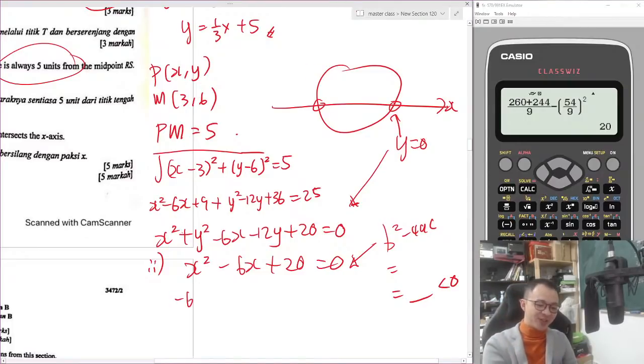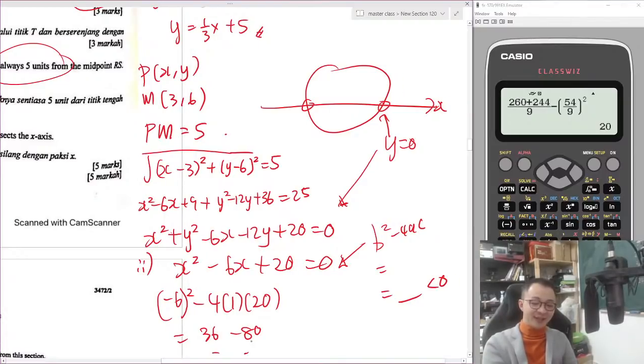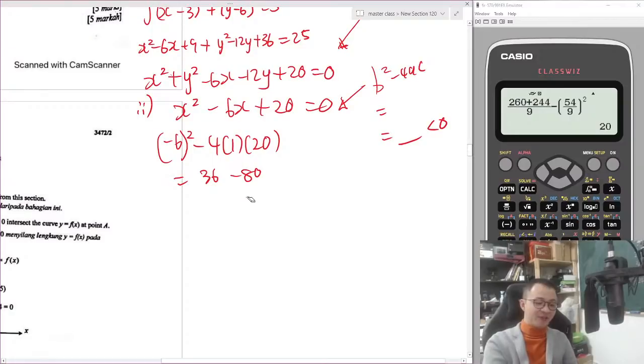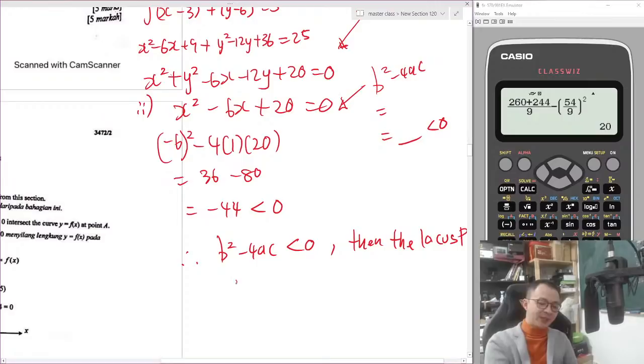So b is -6, minus 4, a is 1, c is 20. Then this is 36 minus 80. Then I will get about -44, which is less than 0. Then we say since b squared minus 4ac is less than 0, the locus P does not intersect the x-axis.